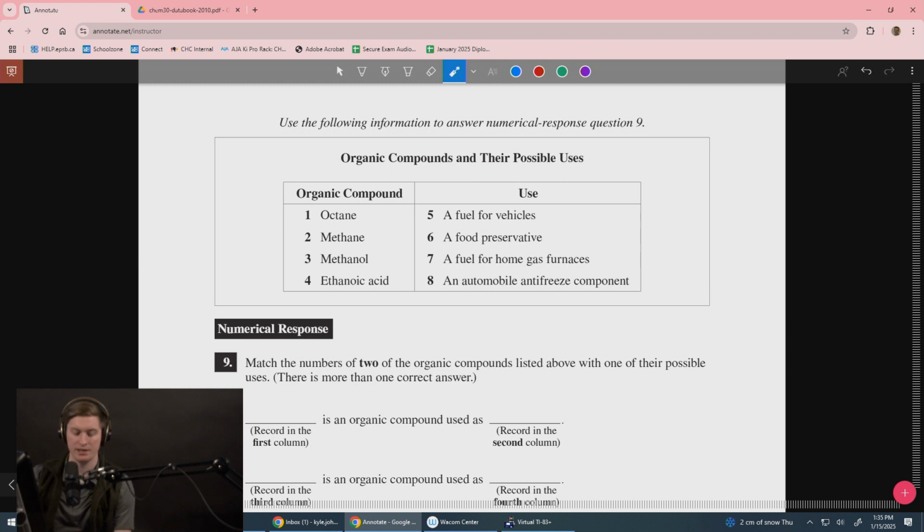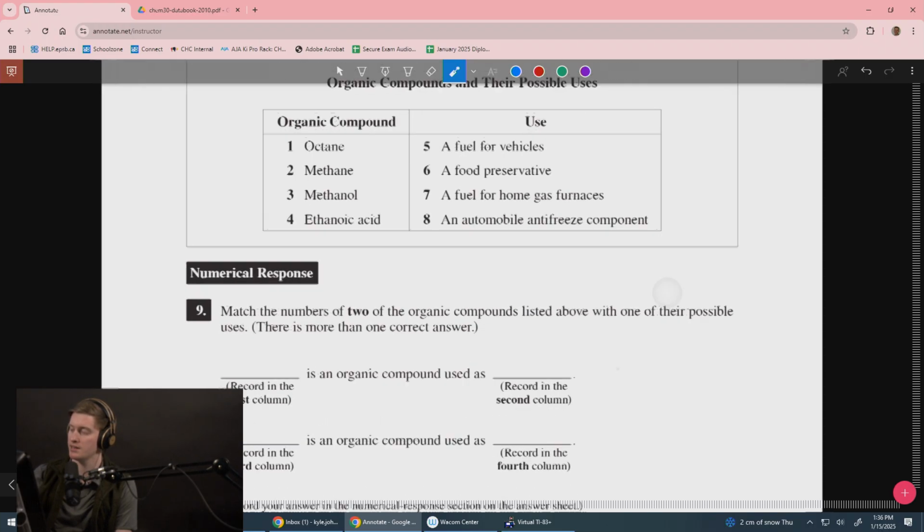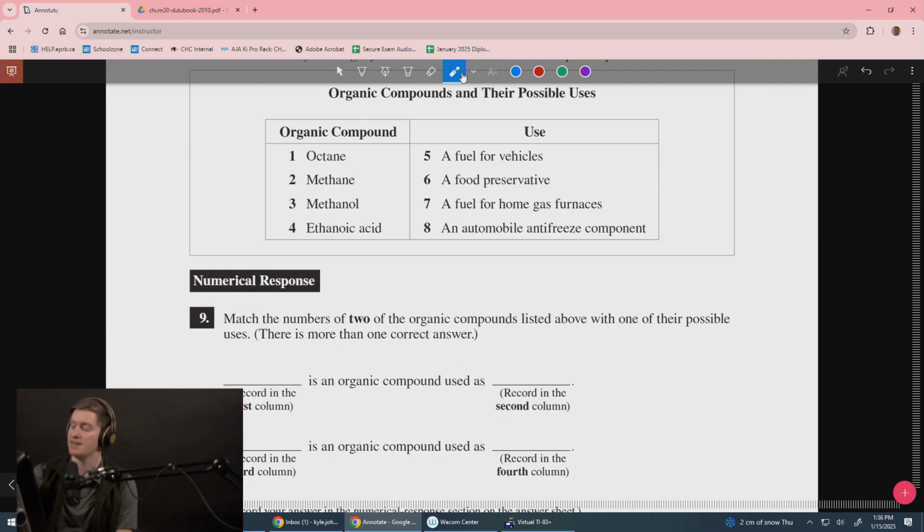Organic compounds and their possible uses. This one, if you've looked at the answer key at the beginning of the PDF that's linked in the description, you'll see that there's a lot of different answers for this question. You just have to link 2 organic compounds with their uses. There are many different possible combinations here that you'll have seen if you looked at the key at the beginning. Octane, methane, methanol, ethanoic acid. You do not need to know every single one of these.